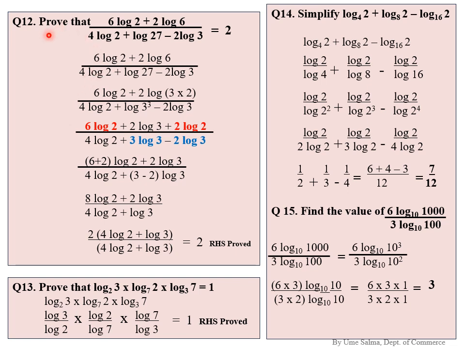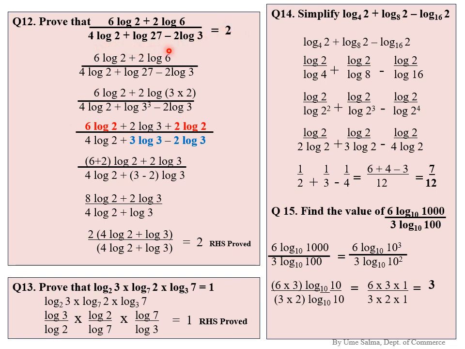Now let us look at a few more problems. Prove that. Here again you have proving, that means you have two sides, your left hand side and right hand side. In your left hand side you have 6 log 2 plus 2 log 6 being divided by 4 log 2 plus log 27 minus 2 log 3. This should be proved equal to your right hand side where you have only 2.